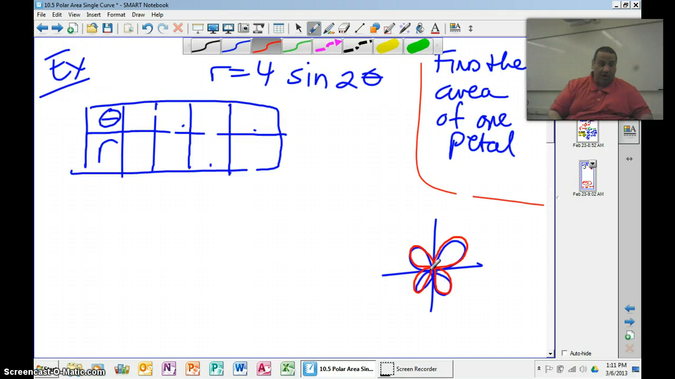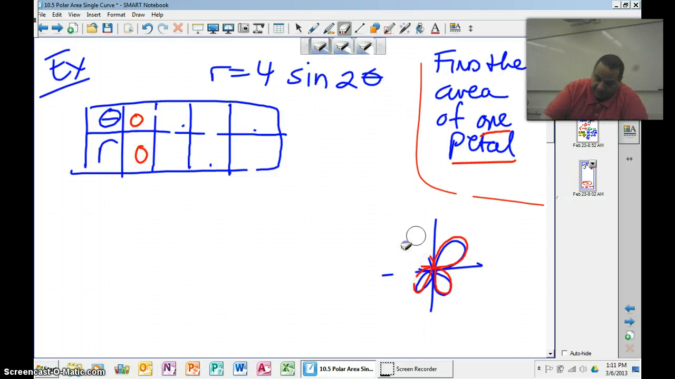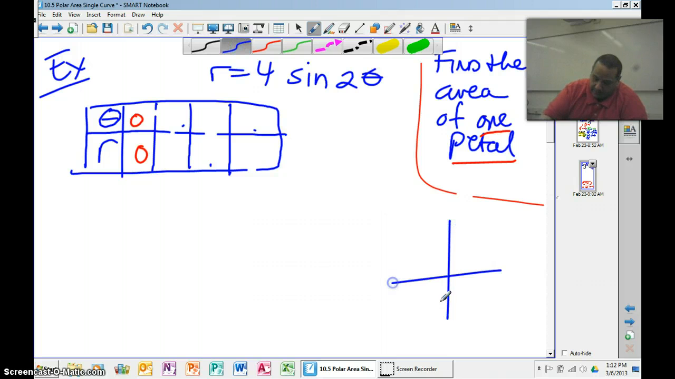So we have to try and find maybe one of them. Okay? And it says find the area of 1 pedal. It's important to know that we don't need them all. So now I'm going to start with 0. And when the sine is 0, you get 0. Okay? So let's go back. Let's make this a blank graph, or a blank sketch, if you will. Okay? So we're starting here. So when theta is 0, r is 0.